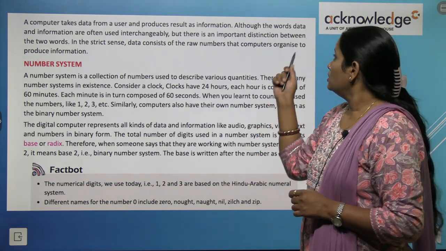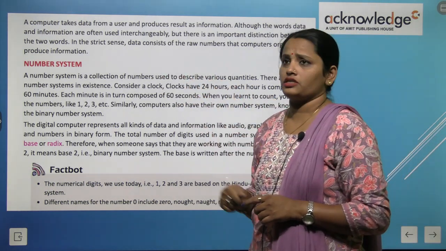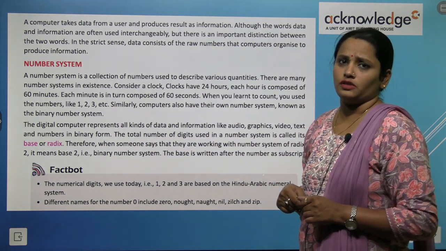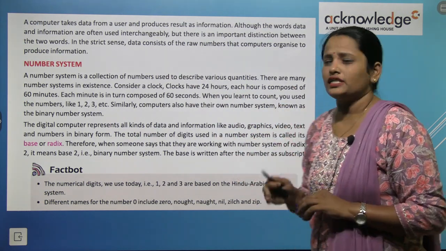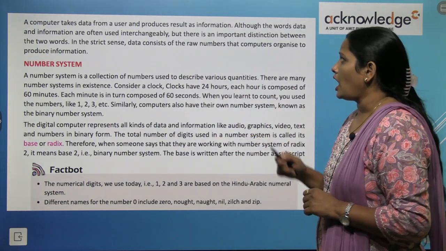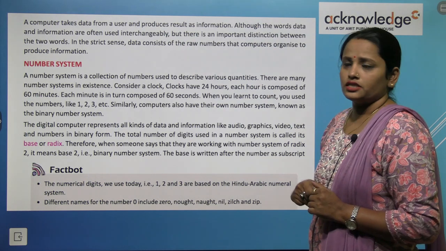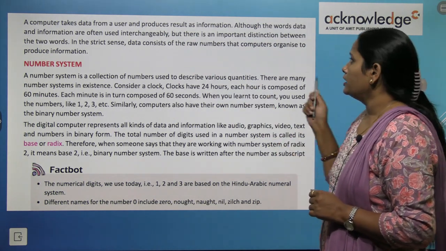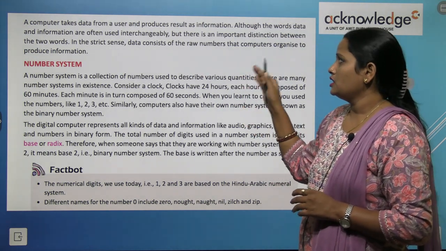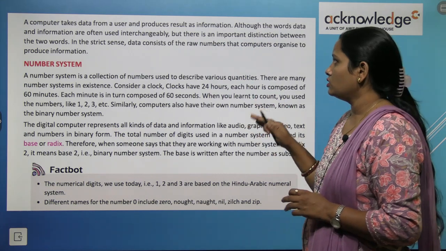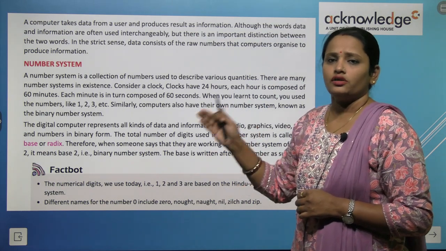Although the words data and information are often used interchangeably, there is an important distinction between the two words. What is it? In the strict sense, data consists of raw numbers that a computer organizes to produce information. So, what is data? It is the raw numbers that the computer organizes and then gives us the result.